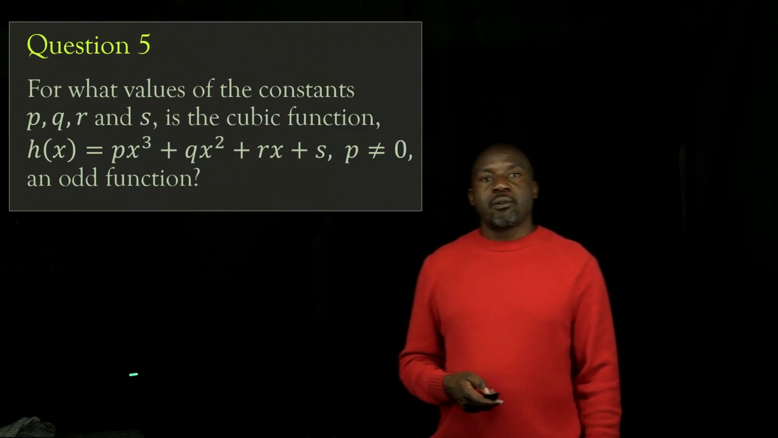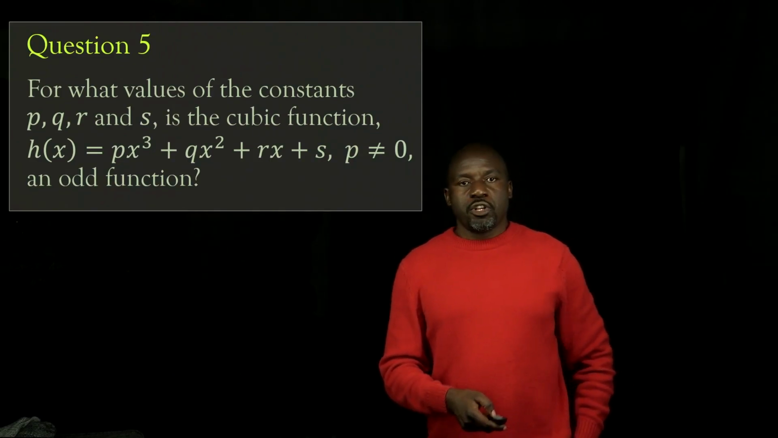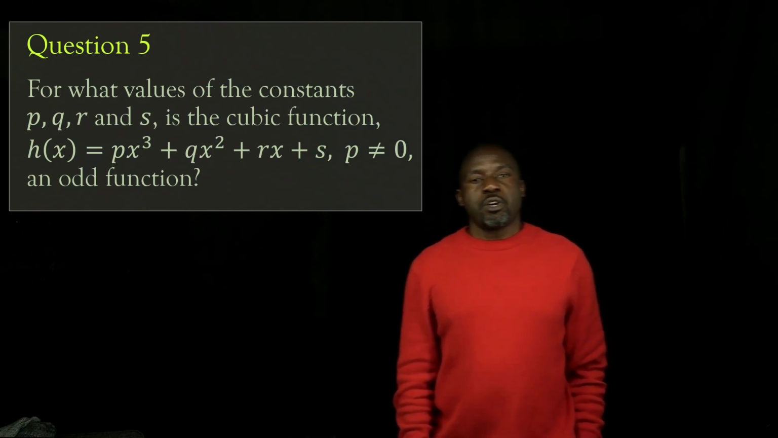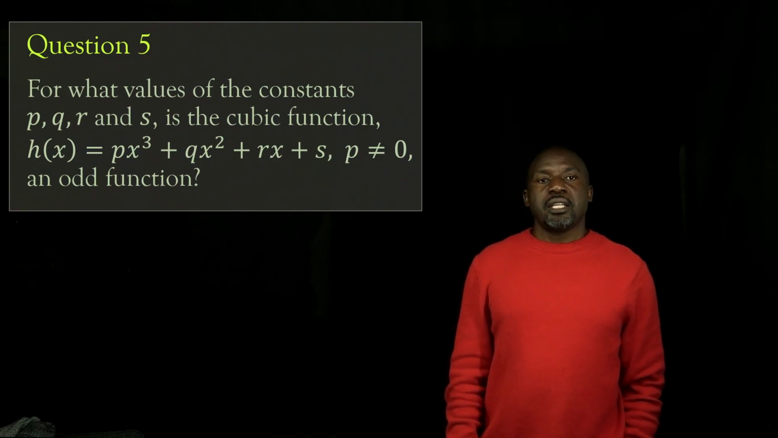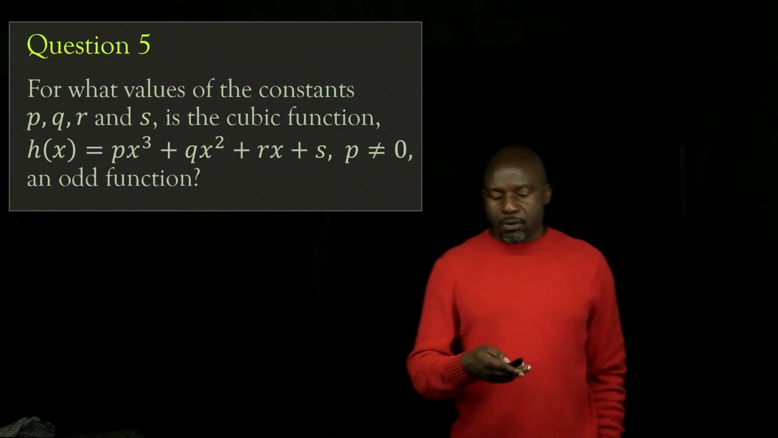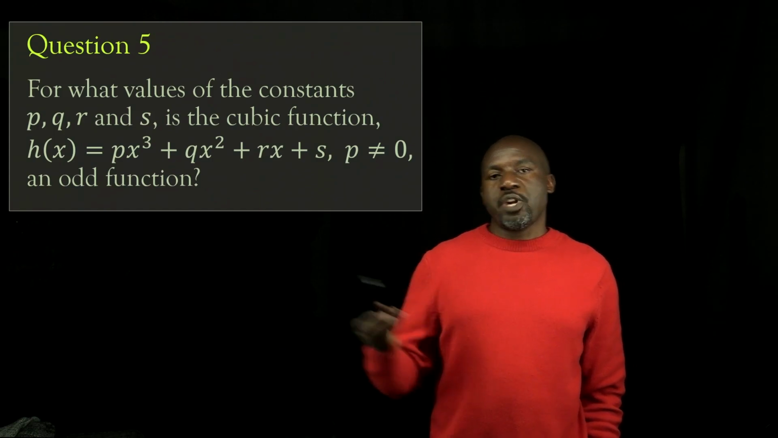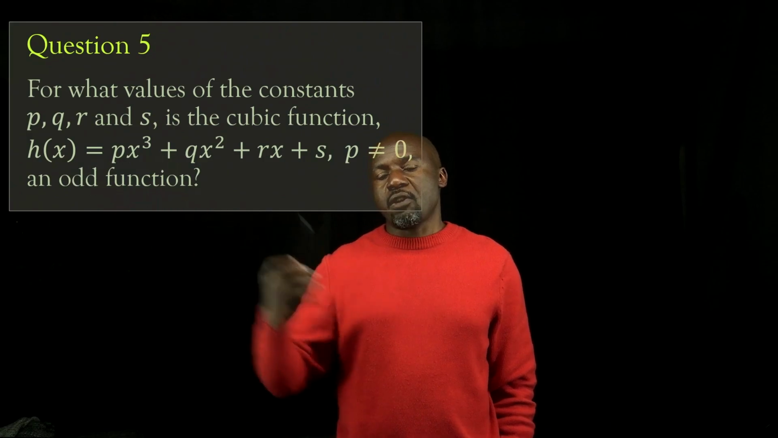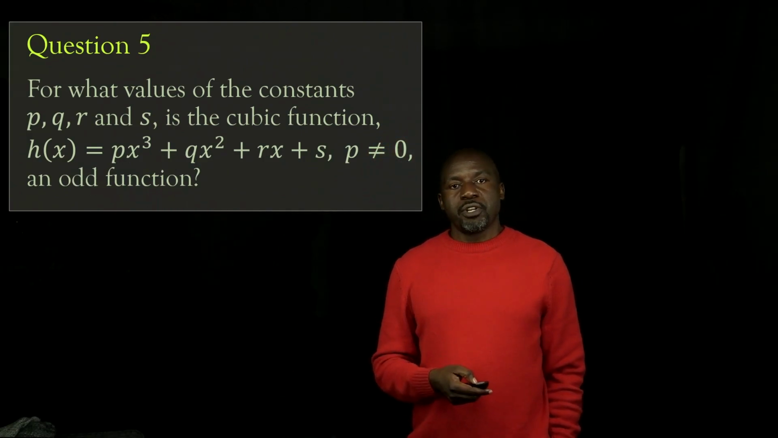Let's see if there's another question there. Question 5, this question is for you. For what values of the constants p, q, r, s is the cubic function h of x an odd function? All right, so if this is an odd function, if we're going to answer this question, we have to look for h of negative x, and then compare coefficient by coefficient. I'm not going to do it, but I'm going to give you the hint.